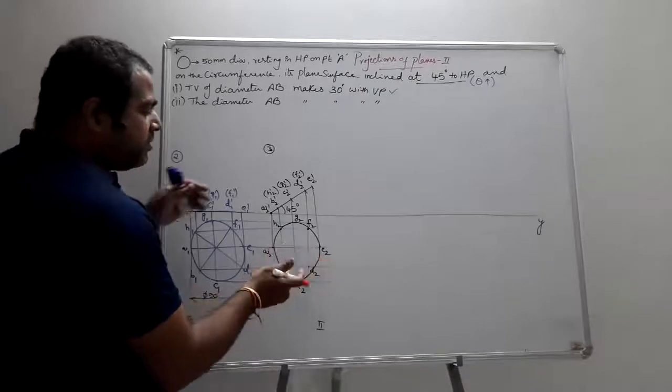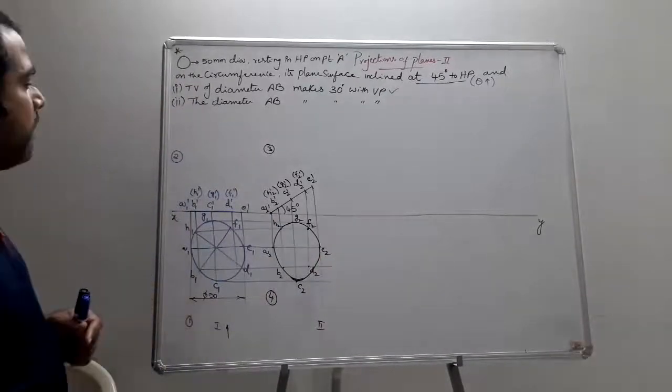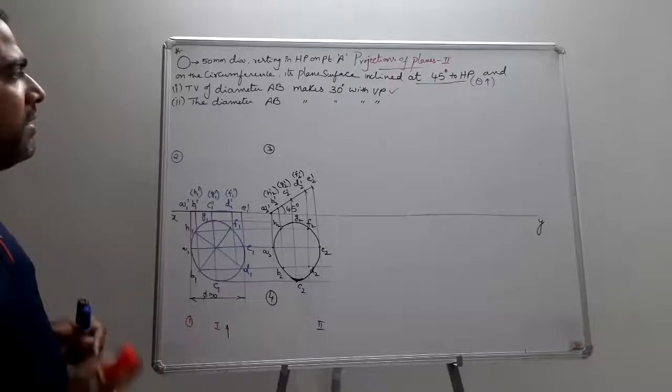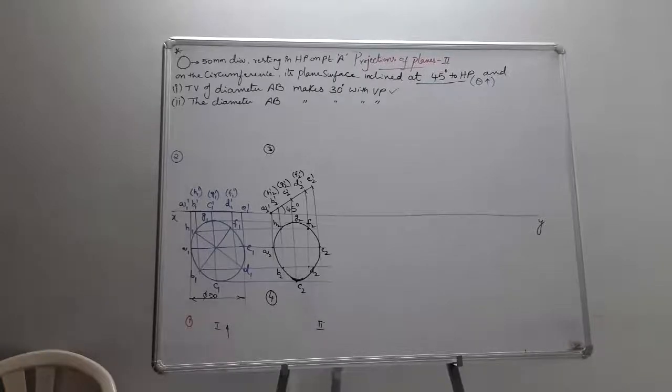Okay students, all of you just see here, I made one mistake, can anyone find it out? Anyone can tell me what was the mistake? He asked for the top view of the diameter AB, but I just made a mistake. What was that mistake? Can anyone put a message? What was the mistake I made?